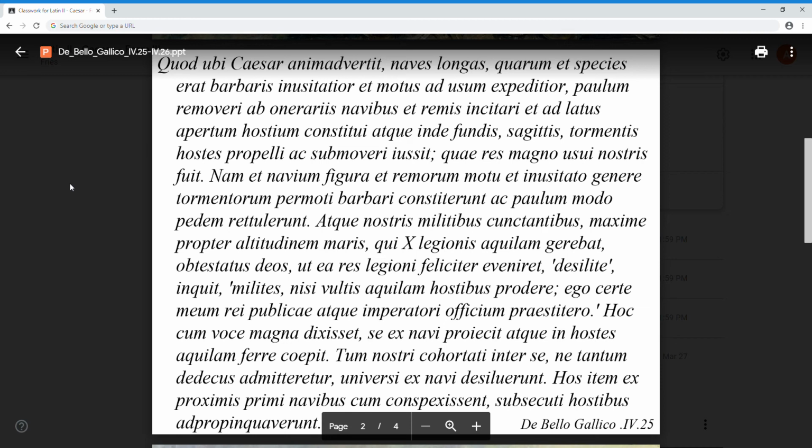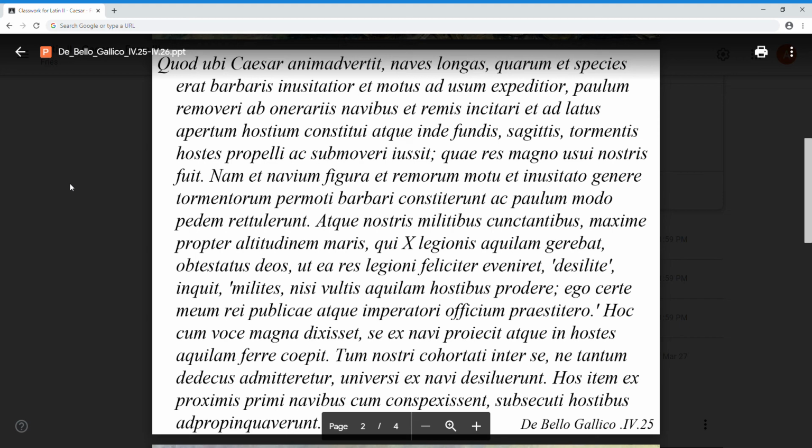se ex nave projecit, he threw himself from the ship. You should read nave for navi. He threw himself from the ship, with the eagle by the way, atque in hostes aquilam ferre coepit, and he began to bear the eagle towards the enemy. But this is the way that he's going to spur his fellow soldiers into action, because he thinks they're being a little bit cowardly. What, you guys are scared of a little water? Well, fine, here, I'm going to run pell-mell towards the enemy with the eagle. If they take it, then you guys are out of a job. Oh, I think we'd better jump after him.